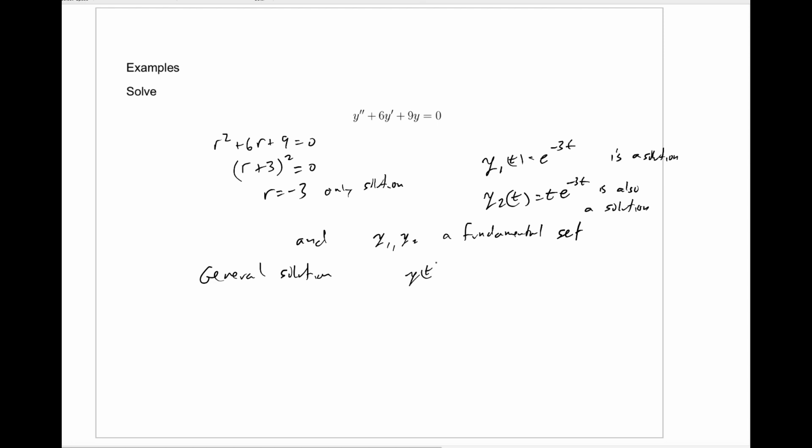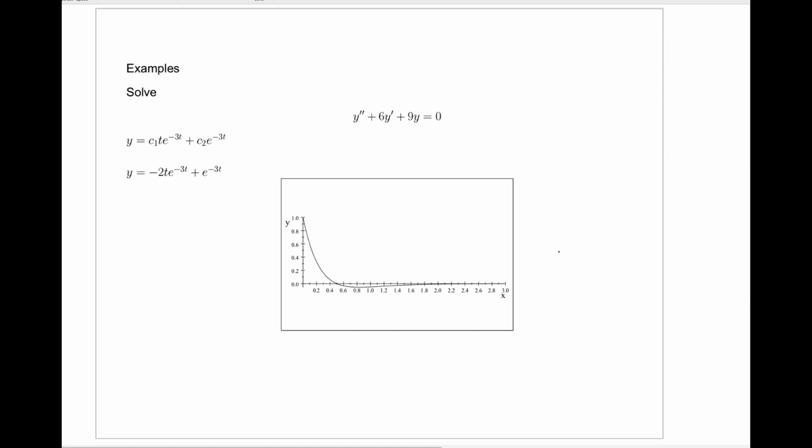is y of t equals some constant times y1, e to the minus 3t, plus some constant times t e to the minus 3t. So here's our general solution. I think I've written the constants backwards from the way I wrote it before, but it's the same set of functions.